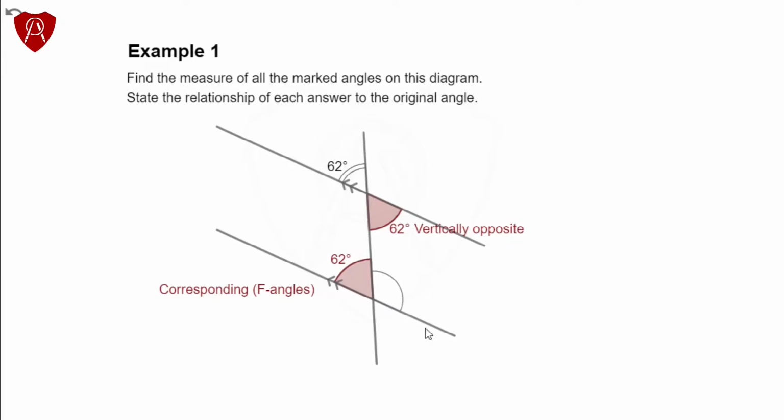Then we go to this one, and we do not have a direct relationship between this angle and the original 62 degrees, but 62 degrees and this one are both C angles, or same side interior angles, and we know they are always supplementary, so this angle will be 118 degrees. Reason: same side interior angles with this one.